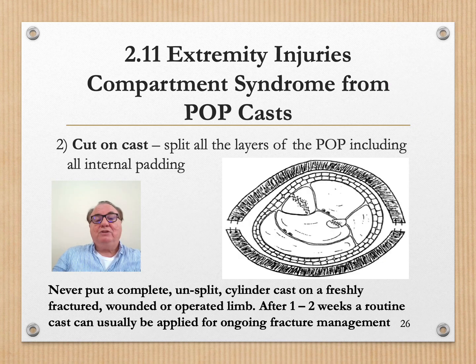If it's due to a plaster of Paris cast, cut the cast, but you split all layers of the POP, including all internal padding. Never put a complete unsplit cylinder cast on a freshly fractured wound or operated limb. This is where splints are preferable. After 1 to 2 weeks, a cast can usually be applied for ongoing fracture management.